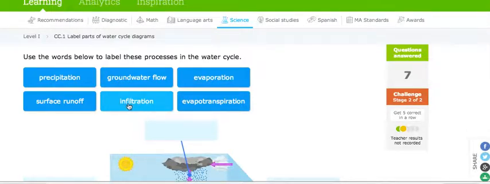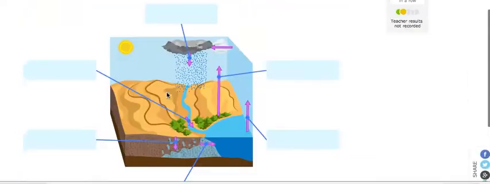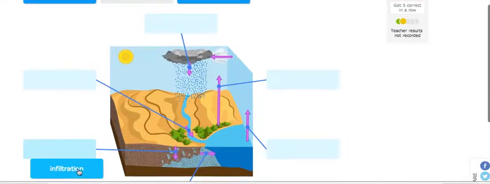So look right here. This one has infiltration. So there, they should have a spot here. Yes, look, see this arrow going down? So when it seeps down into the ground, not in the underground river, but actually going down into it, that is called infiltration.